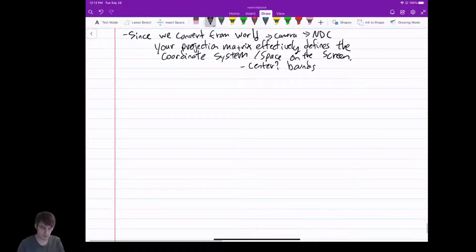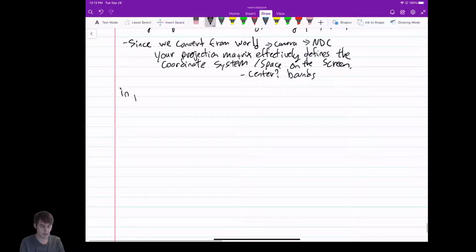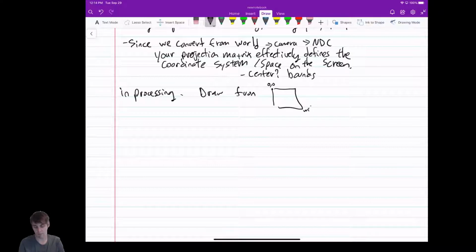So for example, in Processing, you can set it up of whether you draw from 0, 0 here to width, comma, height. That's a standard Processing model you would have learned in a previous course.